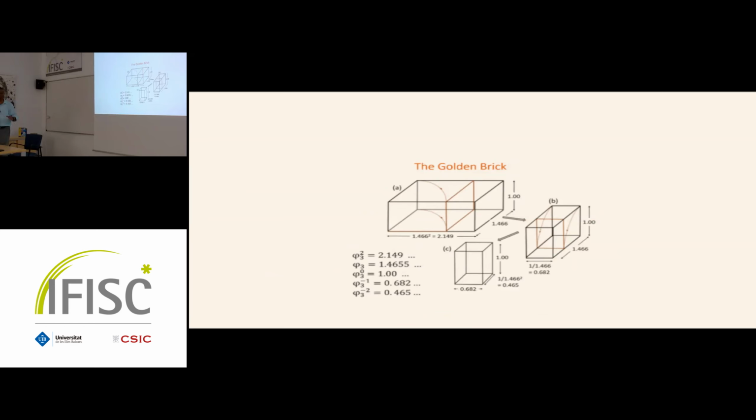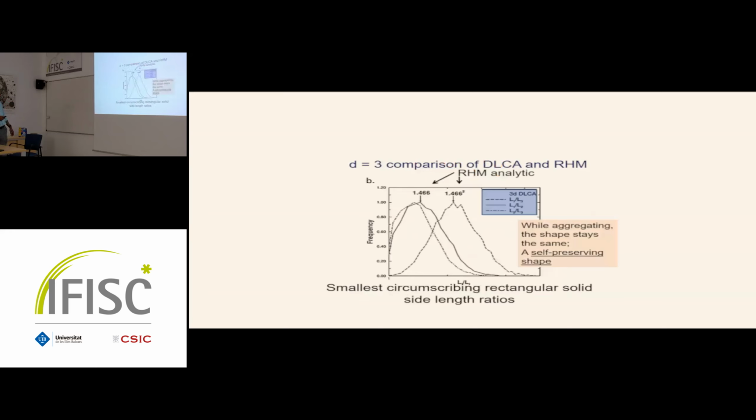But we said, all right, now that you're making this golden brick in 3 dimensions, now there are 3 sides, and we should also look at the shape of it, meaning the ratio of the 2 sides, right? So we should look at that. So we did some simulations of that, and this is where statistical mechanics becomes beautiful.